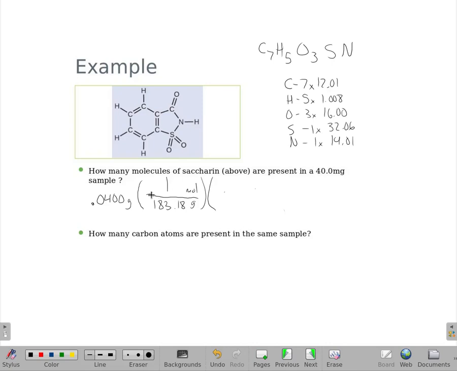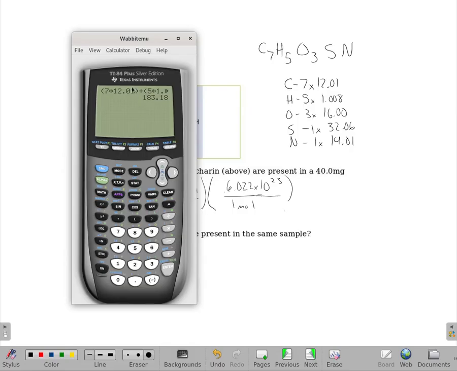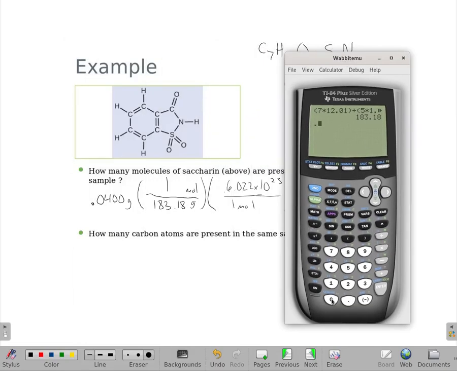But I don't want to know the moles. I want the actual individual molecules. So I need to actually add in here that 1 mole is 6.022 times 10 to the 23rd molecules. So take 0.04 divided by that molecular weight we just calculated, and then multiply that by 6.022 times 10 to the 23rd. And we get 1.31 times 10 to the 20th.